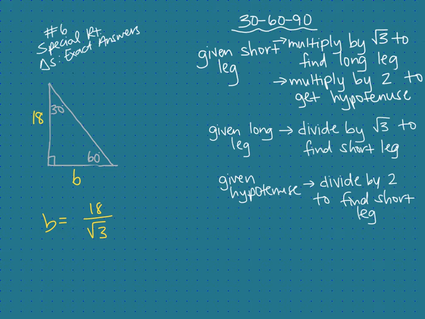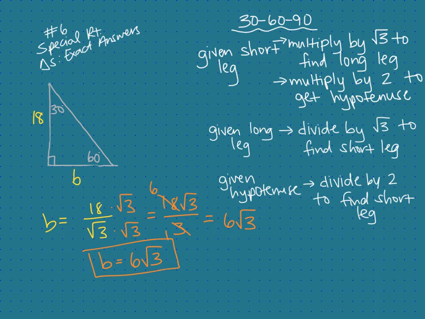Then we need to multiply the top and bottom by root 3 to rationalize. So we'll get 18 root 3 all over 3. 18 and 3 can both be divided by 3. So we'll get 6 root 3 is our short leg. That's the relationship between those special right triangles. I would just write down what I wrote down here, and then you should be fine with these problems, so long as you don't leave a root in any denominator.